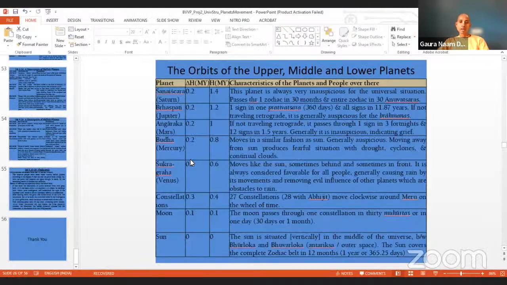So these are the different heights that are given.